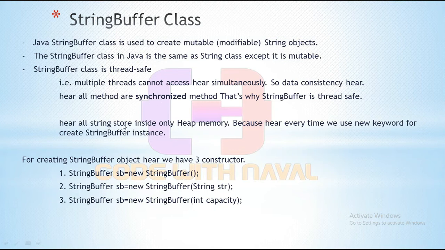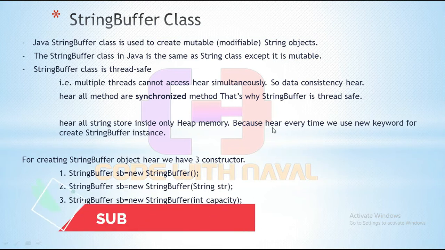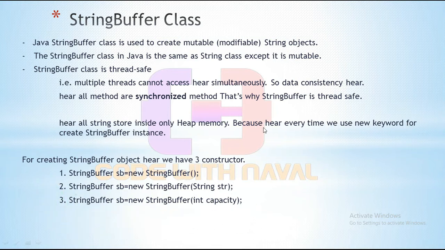Here all strings are stored only in heap memory, because every time we use the new keyword to create a StringBuffer instance. In the last video we saw String, where we have two approaches. By using a literal we can directly create an object. In String we have two approaches, but for StringBuffer we have only one approach. Here we can only create a new object using the new keyword. For creating a StringBuffer object, we have three constructors: StringBuffer without argument, StringBuffer with a single argument, and StringBuffer with int capacity. We can define the capacity here as well.